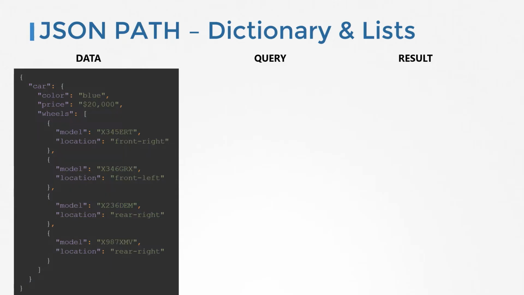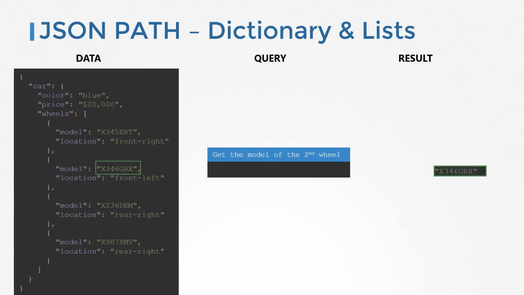Wheels is a list that has 4 items in it, each one being a dictionary. Say for instance, we have a goal to develop a query to retrieve the model of the second wheel of the car. As always, our query starts with a dollar symbol for the root element. The root element of the object is a dictionary denoted by the curly braces. So we know our query has to start with a dot following the dollar symbol. The dot is for the dictionary.